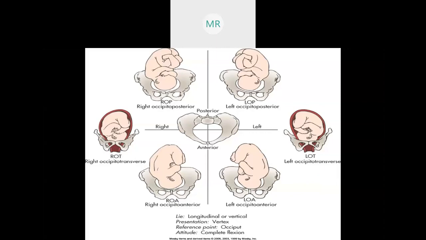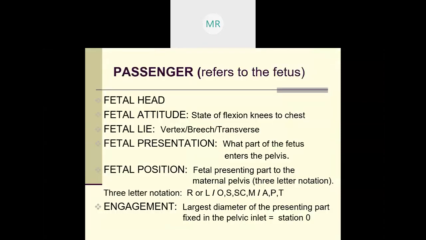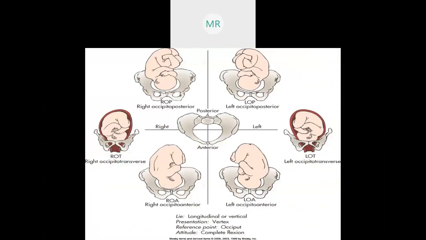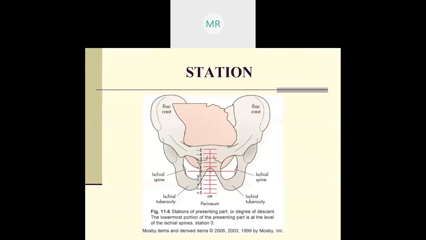We'll go back to the slide. Okay. Engagement, that is the largest diameter of the presenting part fixed in the pelvic inlet at 0 station. So this is where we go back to the station. And that's when I said when baby is at 0 station, the baby is engaged. It's a point of no return from 0 station and out to the positive. Okay, they've already been through, the head has been through that birth canal, that pelvis. Okay.